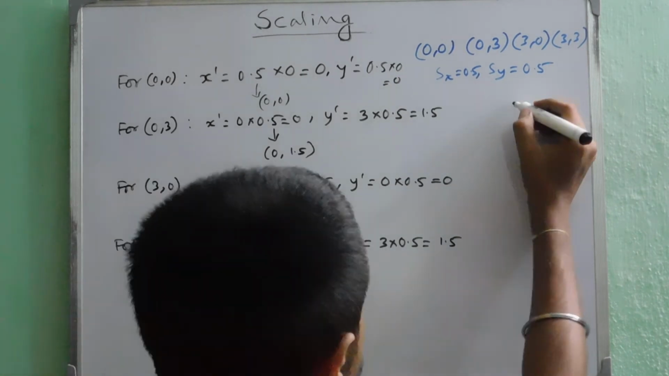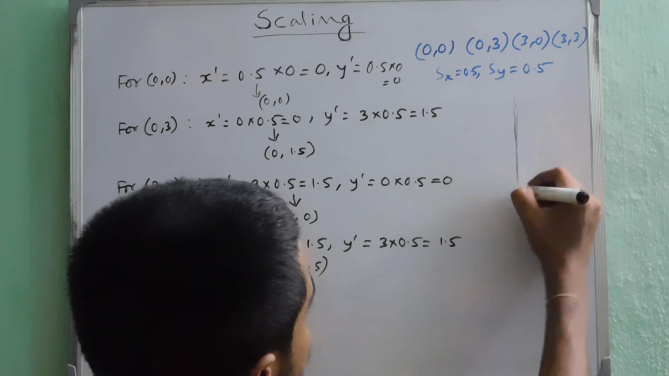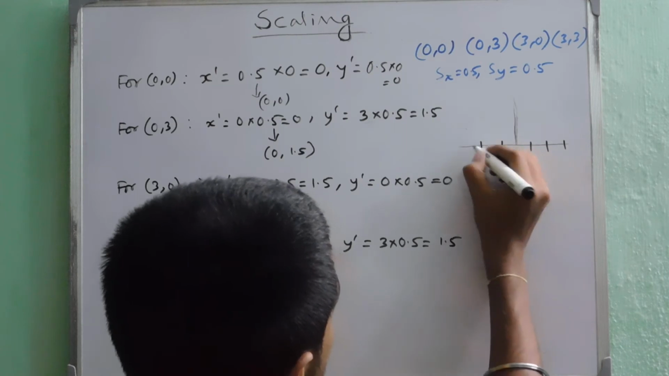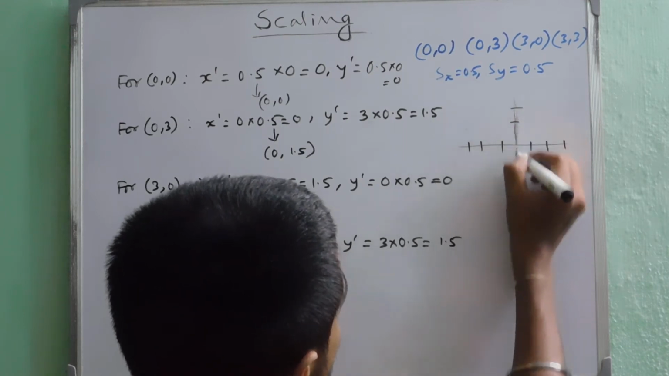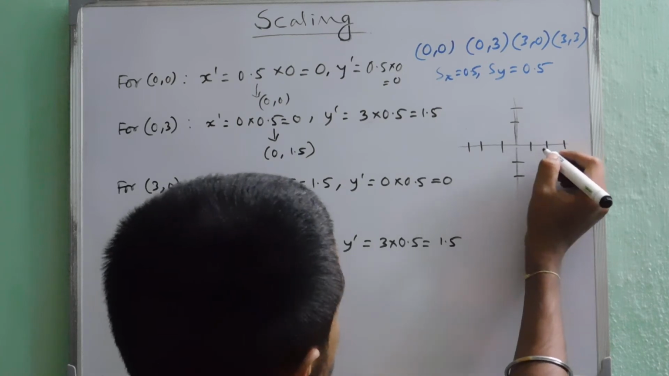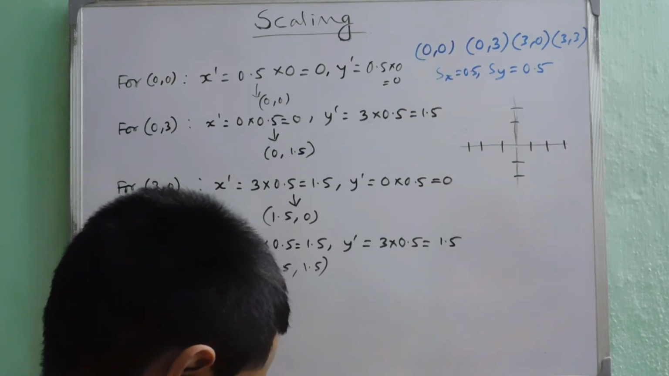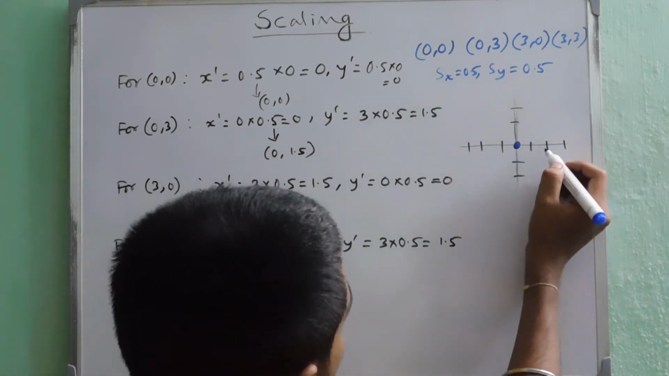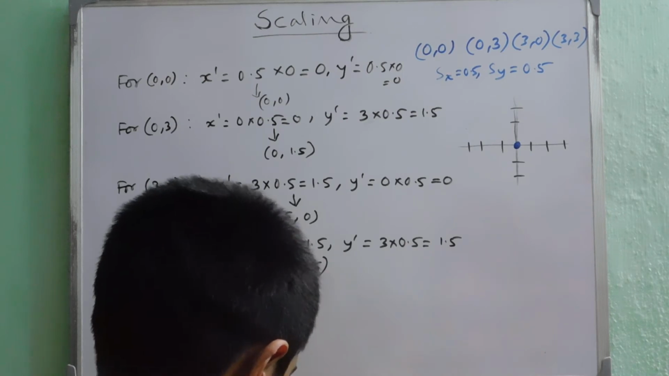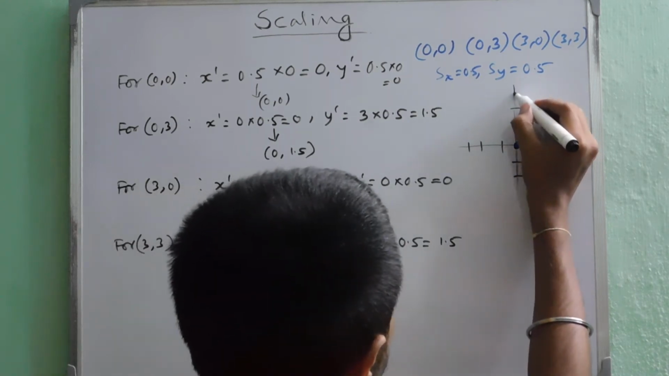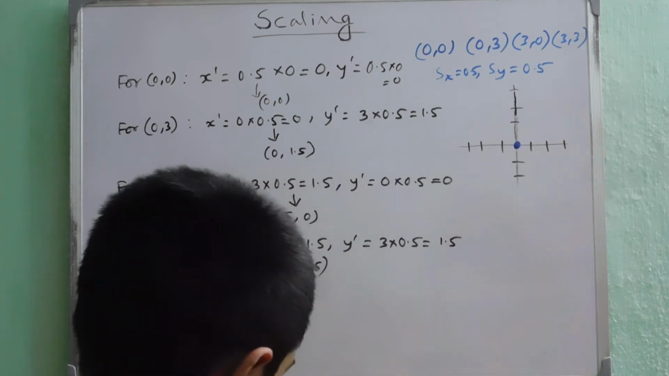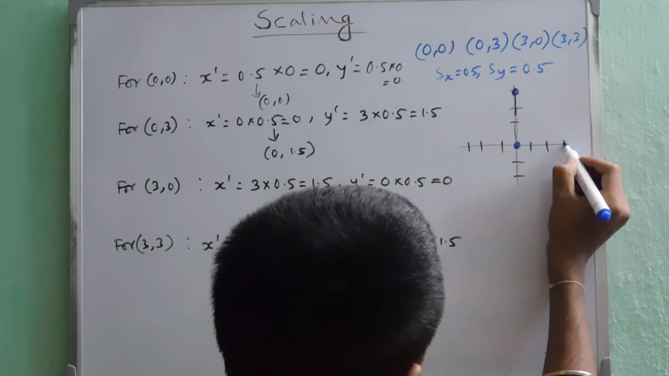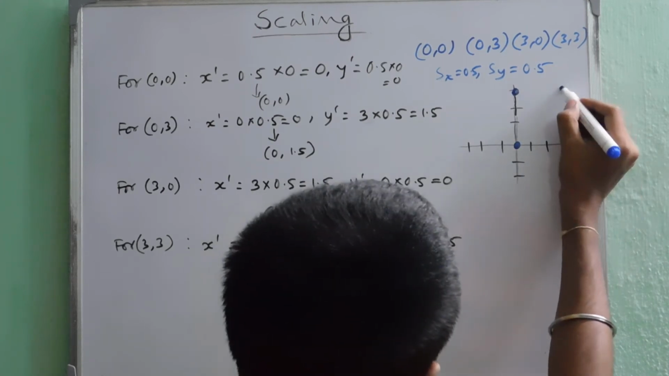So the original square was 0,0 here, 0,3, that means here, 3,0, that means here, and 3,3, that means here.